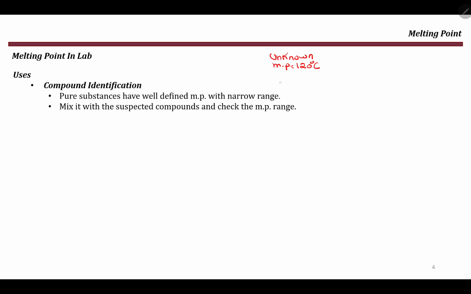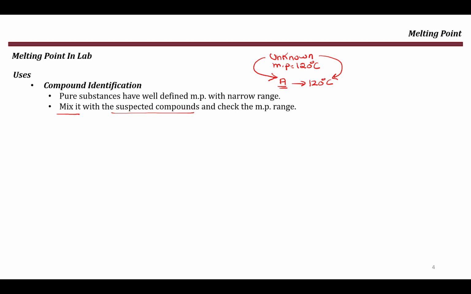Now we know we have a compound A, which is a known compound whose melting point is also 120 degrees, but we are not sure if this unknown is actually A. In order to identify the nature of this unknown and to confirm whether this unknown is actually A or not, usually what we do is that we mix the unknown with the suspected compound. So I mix my unknown with this suspected compound, which is A, and we check the melting point range.